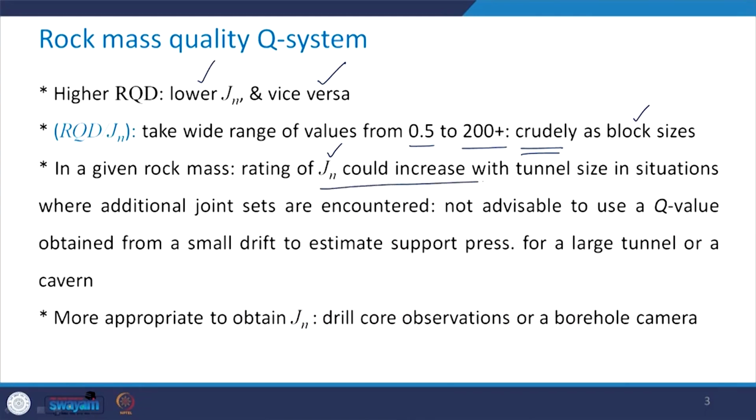So one needs to be careful about these issues, because when we go to the field, sometimes it is required to excavate a small size tunnel in order to have these observations. In case you have such a situation where Jn could increase with the tunnel size and additional joint sets are encountered, one should not rely on the Q value. It is more appropriate to obtain Jn in such cases from drill core observations or a borehole camera.